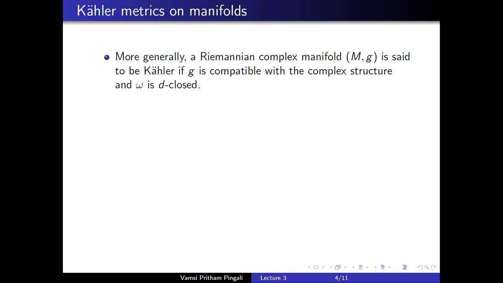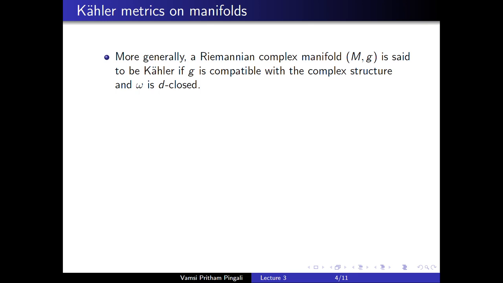By the way, it is very common in complex geometry to refer to ω itself as the Kähler metric. Obviously, ω is not a metric; it's a two-form, right? But you can easily recover the Hermitian metric and hence the Riemannian metric very easily from ω. How do you write ω in local coordinates? It will be √-1/2 h_{i\bar{j}} dz_i wedge dz̄_j. That h_{i\bar{j}} is the Hermitian metric, right?